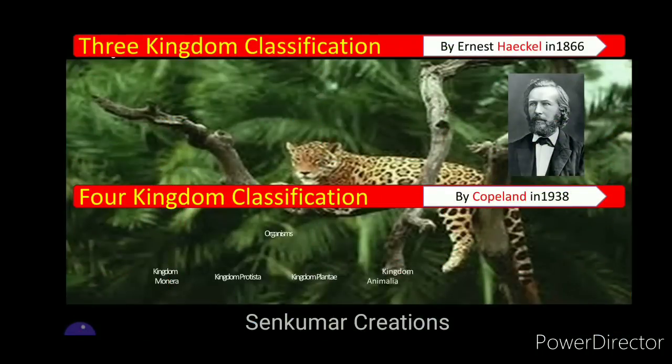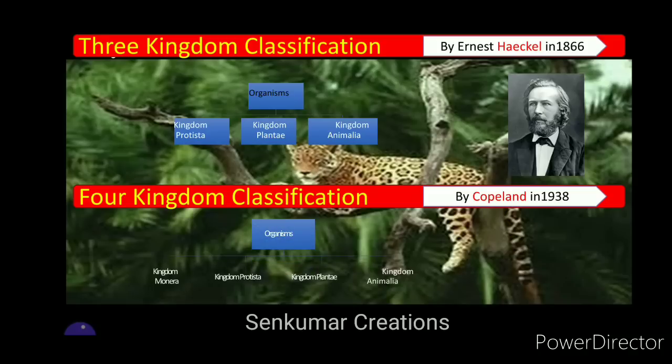So let us see now the three kingdom classification. The three kingdom classification was invented by the scientist Ernest Haeckel in the year 1866. According to him, organisms can be classified into three groups. The first is the kingdom Protista, the second is the kingdom Plantae, and the last is the kingdom Animalia. According to him, organisms are classified into three kingdoms.